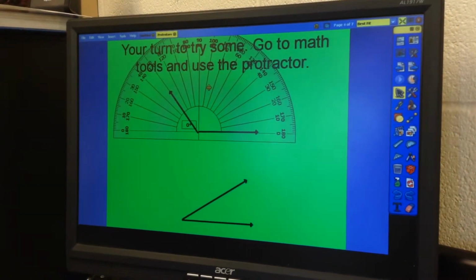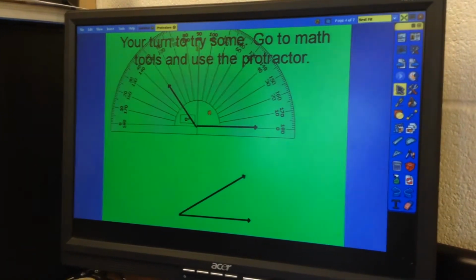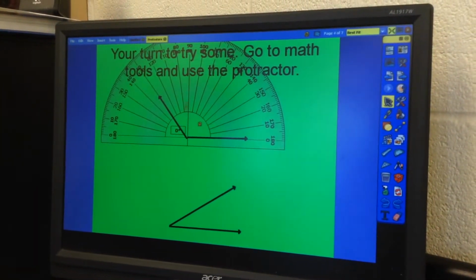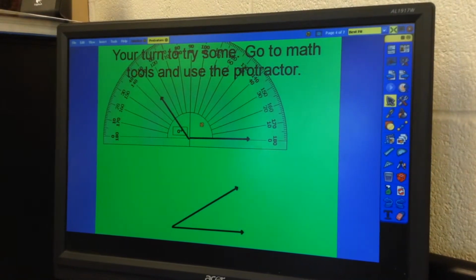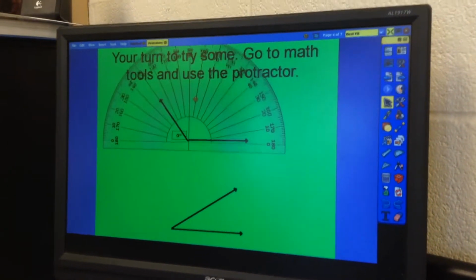What number do we choose? Depends on what kind of angle it is. We know that it's greater than a 90-degree angle. It's greater than a right angle, which is 90 degrees, so it's going to be 150 degrees. This one here is 150 degrees.